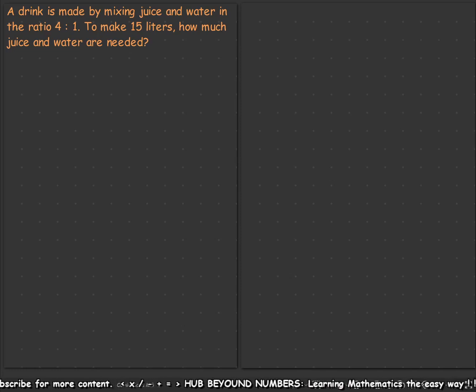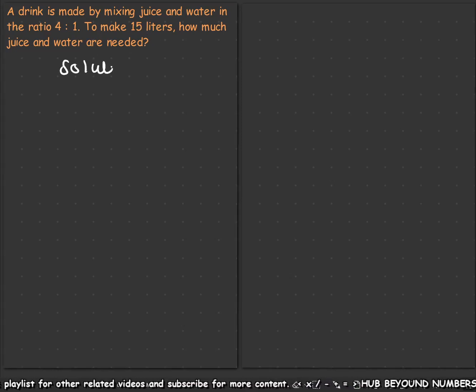Okay, so this here is our second question, which says a drink is made by mixing juice and water in the ratio 4:1. That is 4 portions of juice is to 1 portion of water. To make 15 liters, how much juice and water are needed? How much juice and then water are needed?